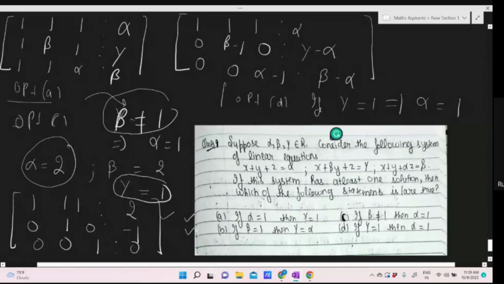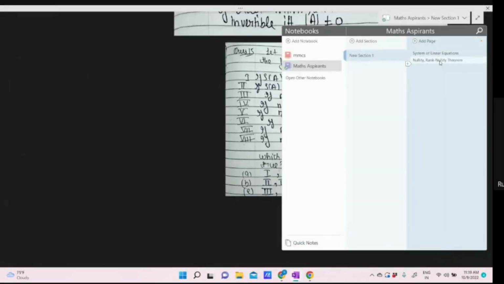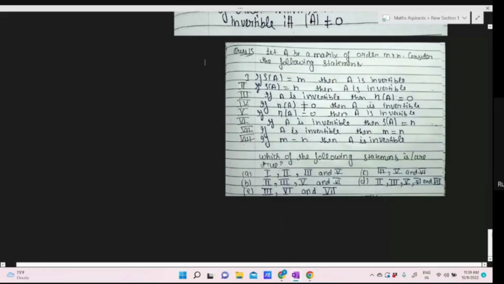Now we will discuss the nullity and the rank-nullity theorem.